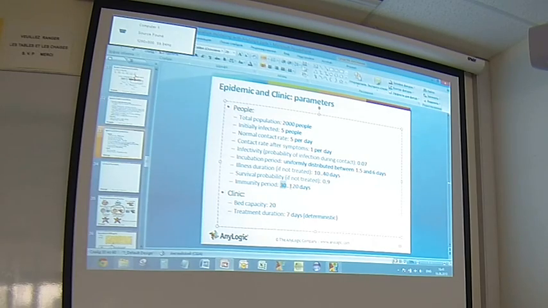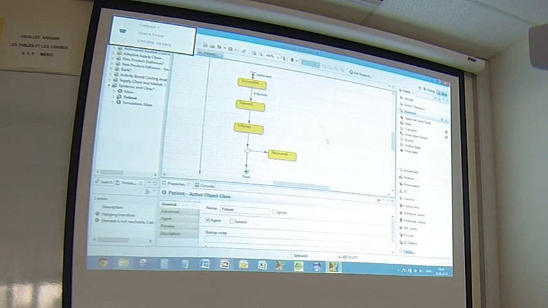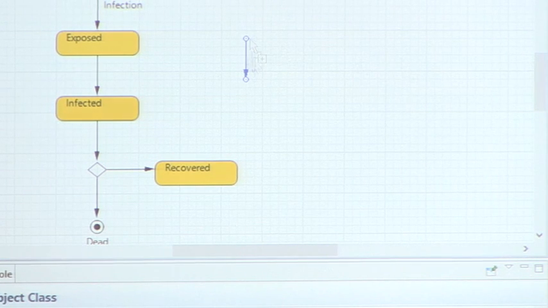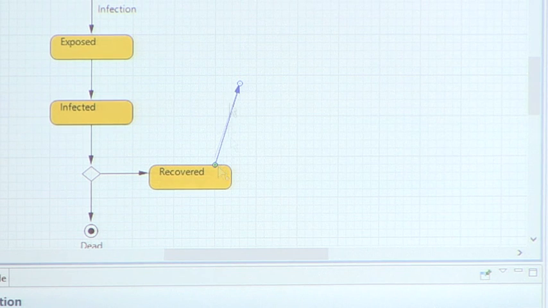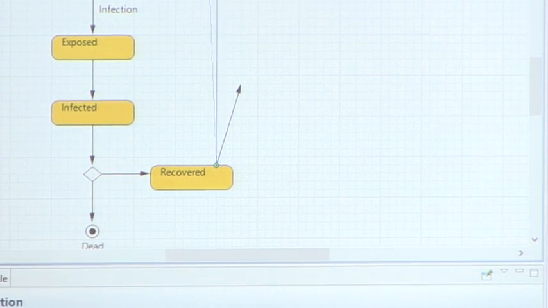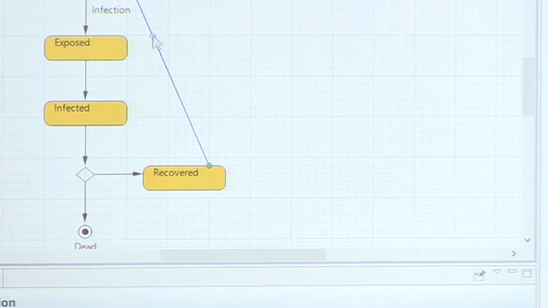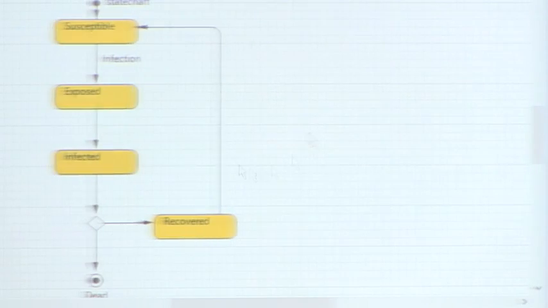The immunity is not forever. The immunity will be lost after a while, right? And therefore, from 30 to 120 days, exactly, the person will go back from here to there and will become susceptible again.